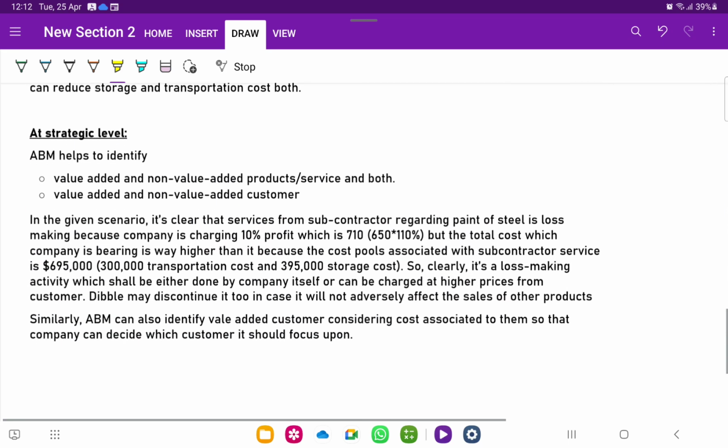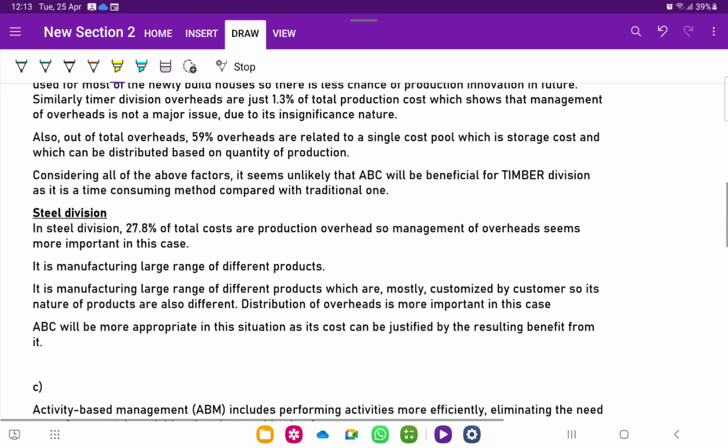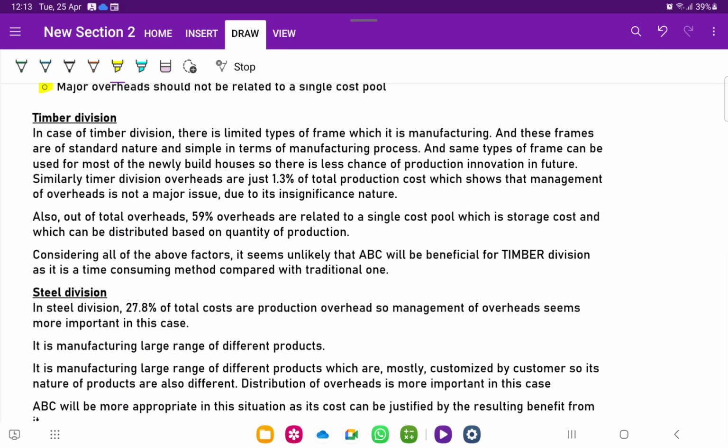Then at a strategic level, what are the strategic activity ABM? We give an introduction. Why? Because this is a new concept for the company, and then we identified why we think that this is a non-value added activity, non-value added service or product. Right. So this is basically how we can write the answer. See, there are a few things which are very important. Three things need to be identified, especially two parts.